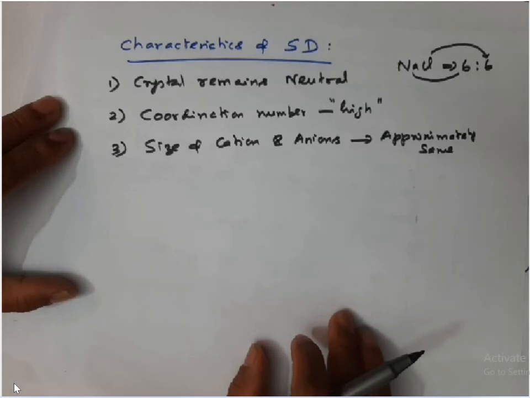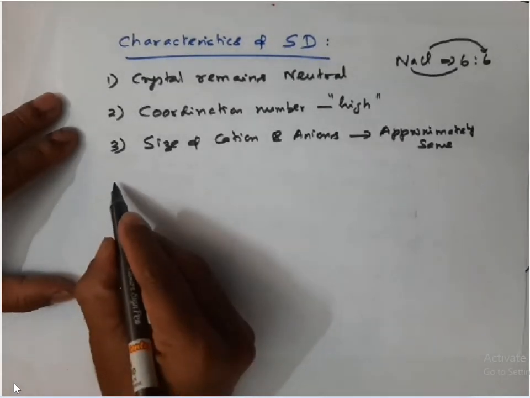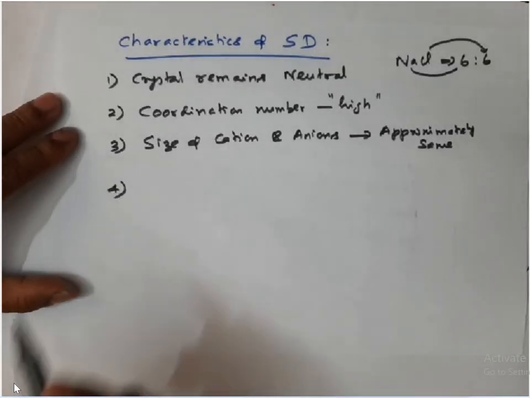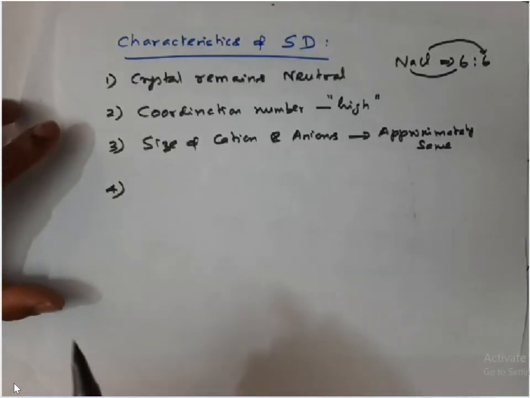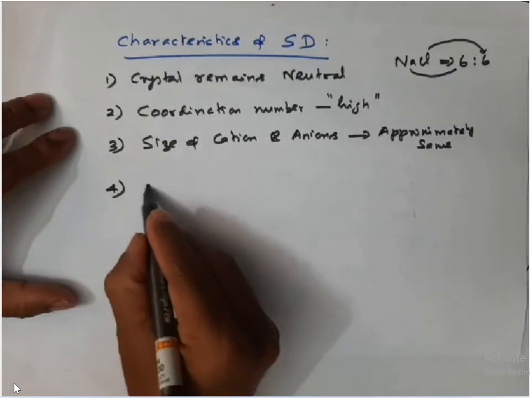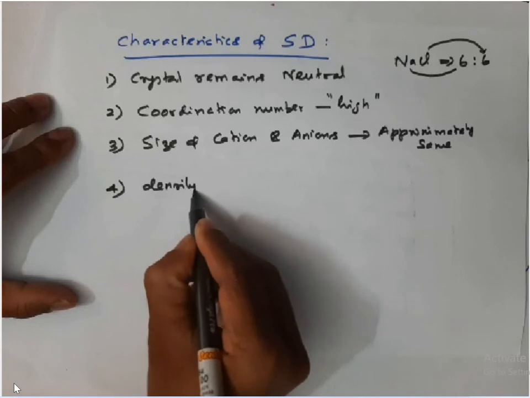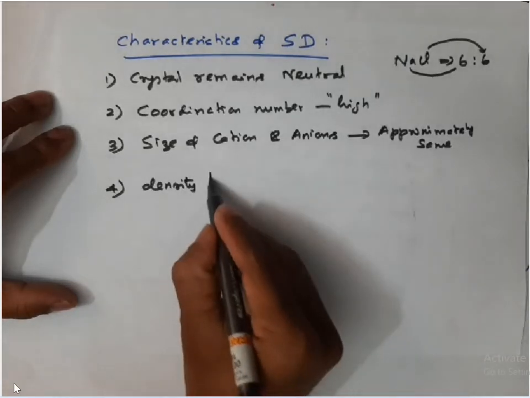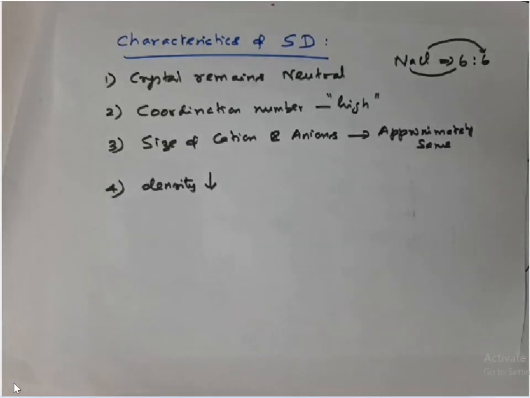Then next important point that you should keep in mind is, because of the defect, density of the crystal decreases. These are all some essential points you should keep in mind in Schottky defect.